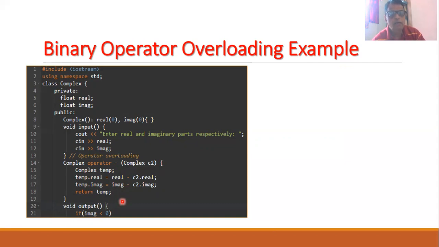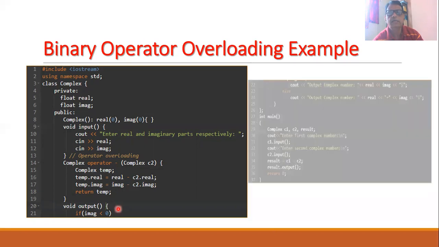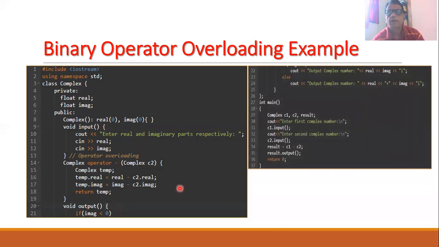Then we define another function, the output function, and in this function we will check whether the value of the imaginary part is less than 0. If the value is less than 0, then we will write the negative sign. If the value is positive, then we will write the positive sign in the output display by using these cout statements.